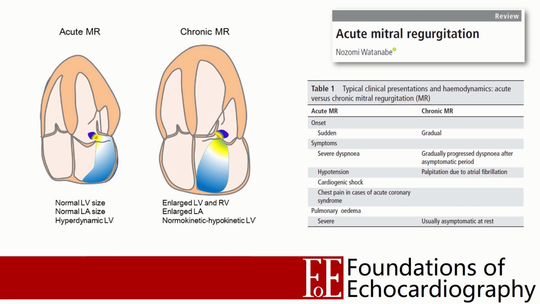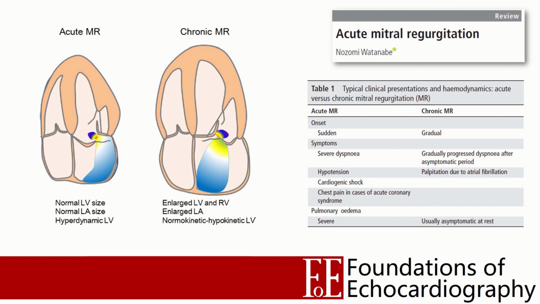It's key to remember that the chronicity of the lesion is just as important as the severity. When you have sudden, severe acute mitral regurgitation, the heart won't have had time to adapt, so the LA and LV size will normally be normal, or only mildly dilated. Importantly, the left ventricle function will often appear hyperdynamic, as it's easy for the left ventricle to eject blood. It can eject blood forward into the systemic circulation, or backwards into the lungs.